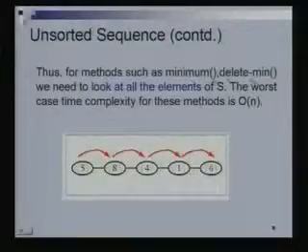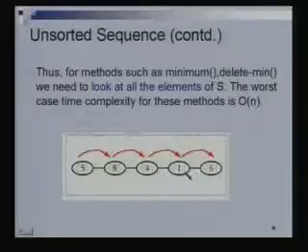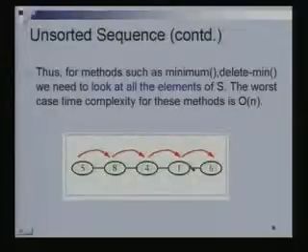That's to find the minimum. Similarly for delete min, I will have to get to that element, remove it, and then find out the new minimum element. So the worst case time complexity of minimum and delete min therefore becomes order n. So that's not very good, right? Although insertion takes constant time, both minimum and delete min are going to take order n time.